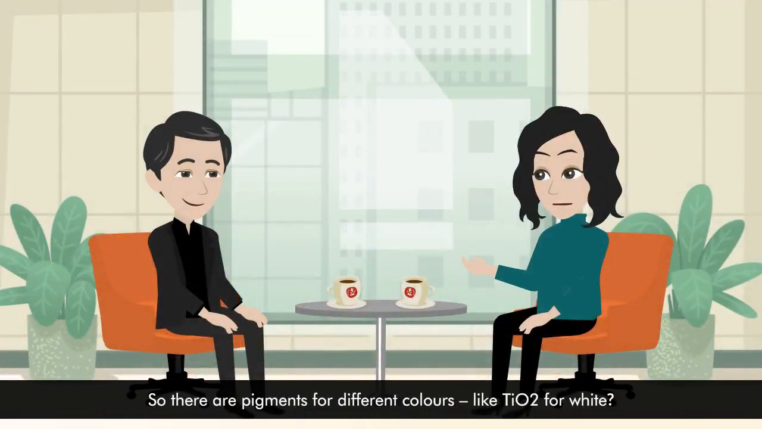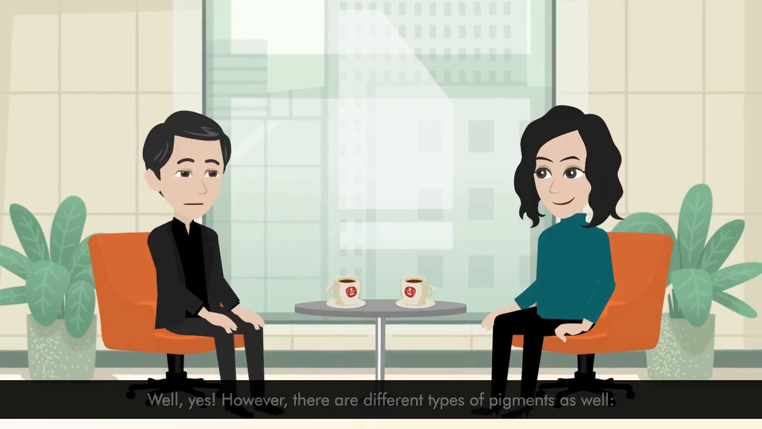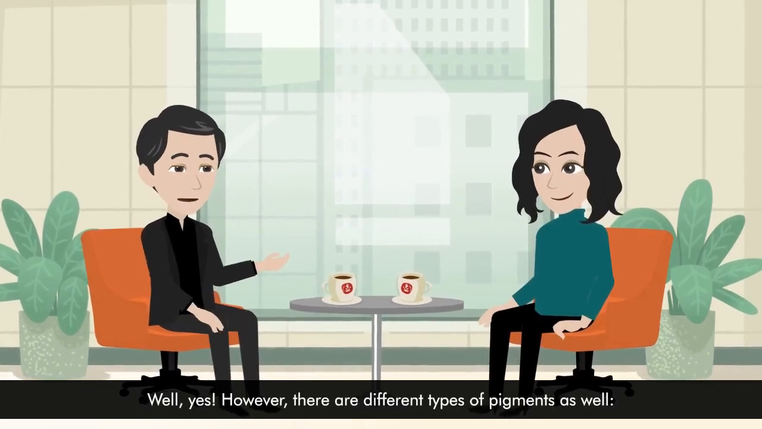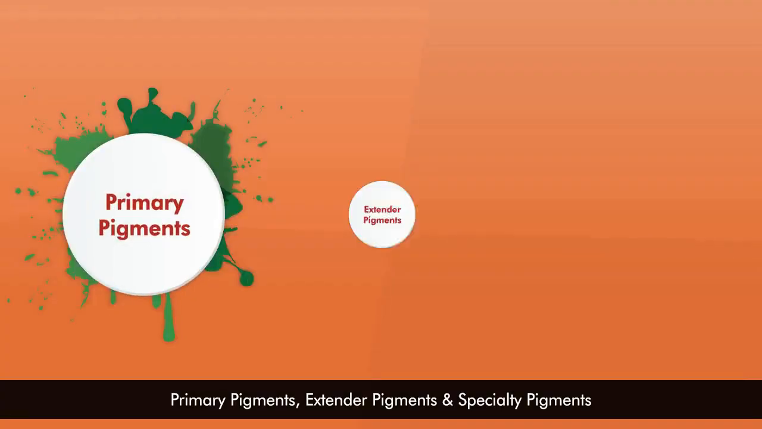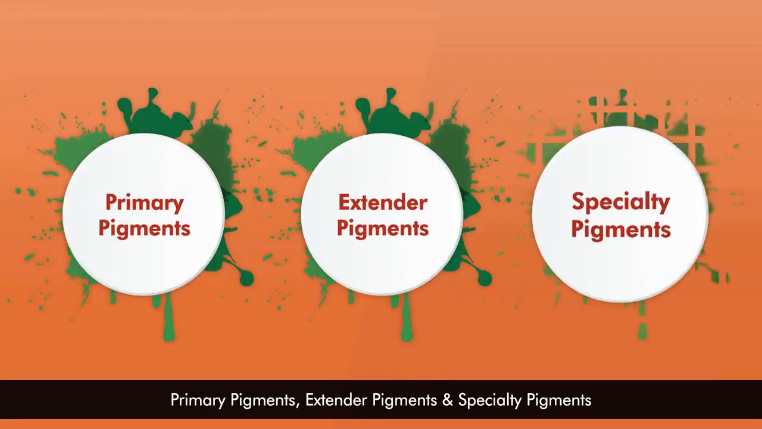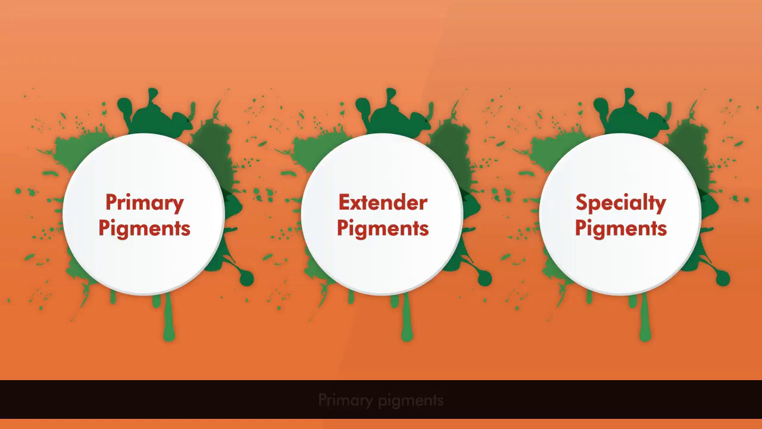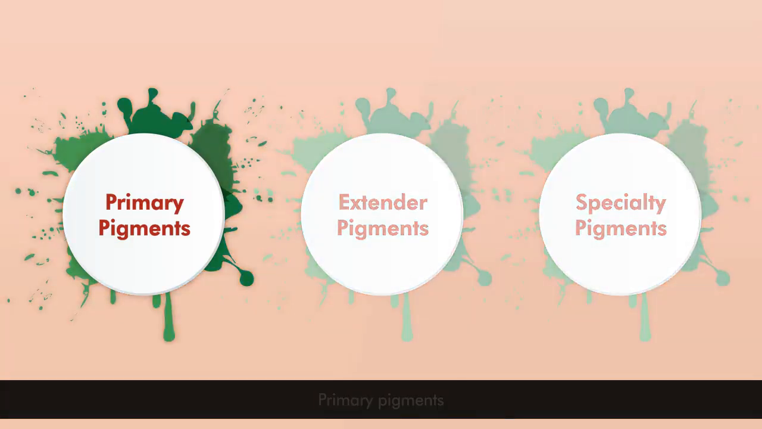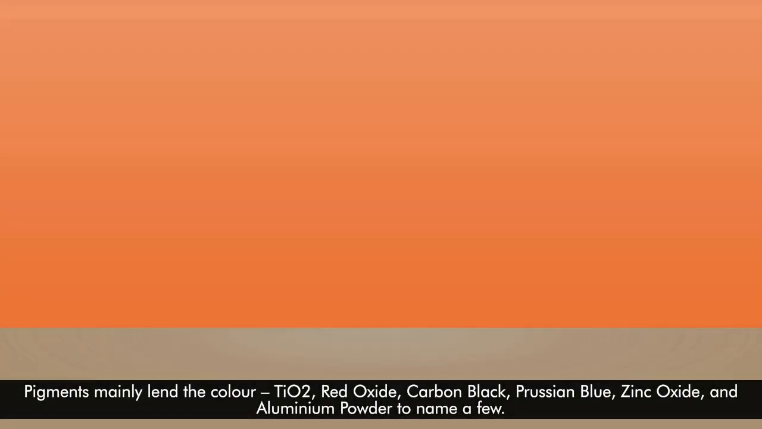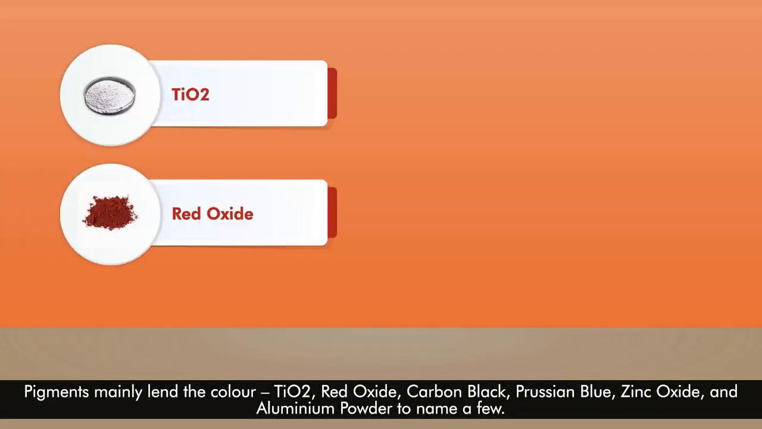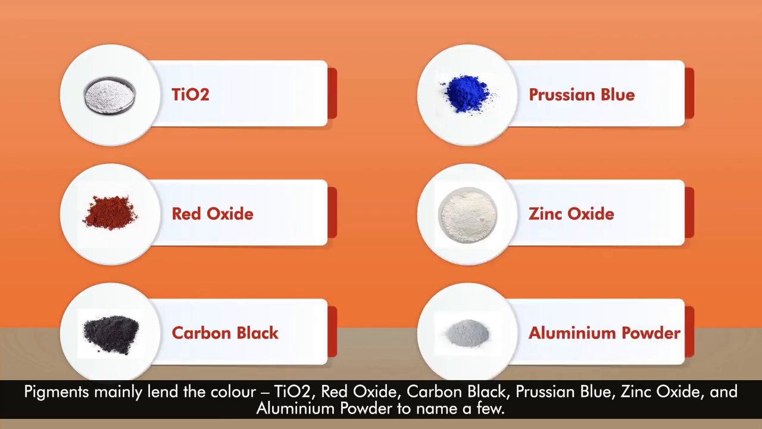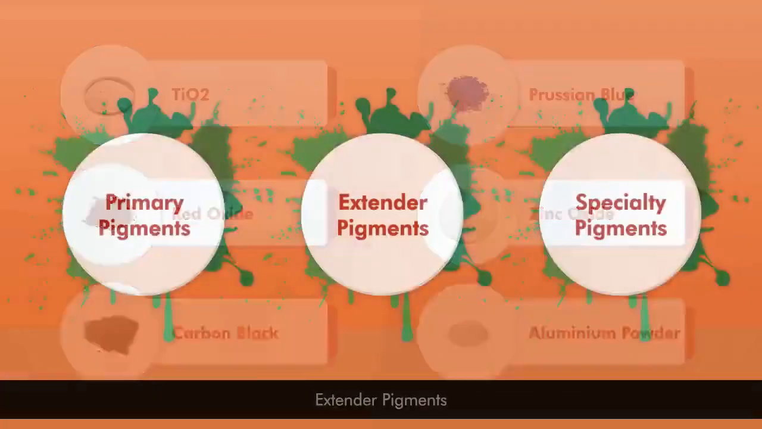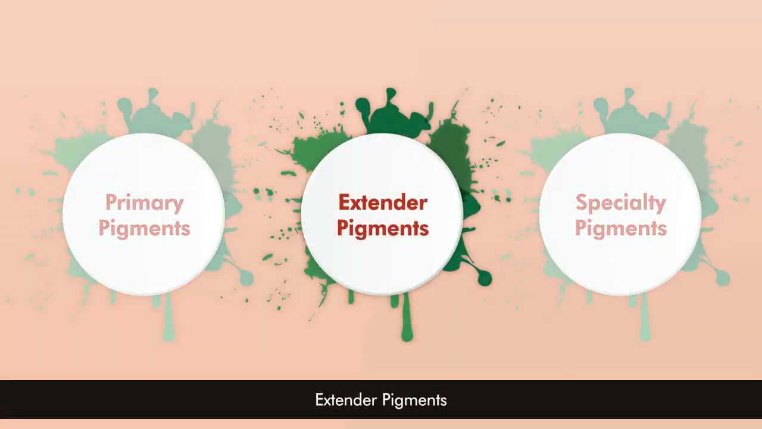So, there are pigments for different colors, like TiO2 for white. Well, yes. However, there are different types of pigments as well: primary pigments, extender pigments, and specialty pigments. Primary pigments mainly lend the color: TiO2, red oxide, carbon black, Prussian blue, zinc oxide, and aluminium powder, to name a few. Extender pigments.